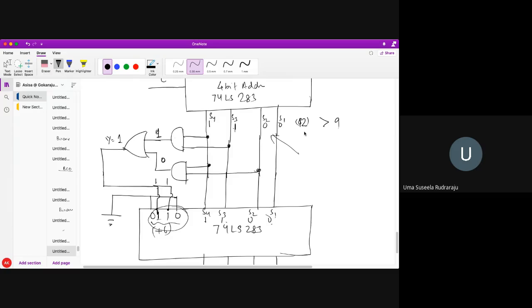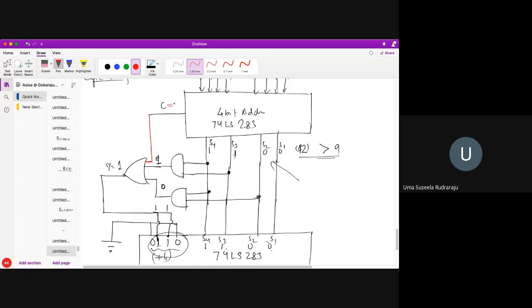If my result comes greater than 9, now the thing is, if there is a carry, what will happen? If there is a carry, I'll just modify the circuit like this. So if carry gets generated, but the result is not greater than 9, say 0100, another case I am taking here, students. Please try to understand. Okay, so let's say it is 0100, which is less than 9. 0100 means what?